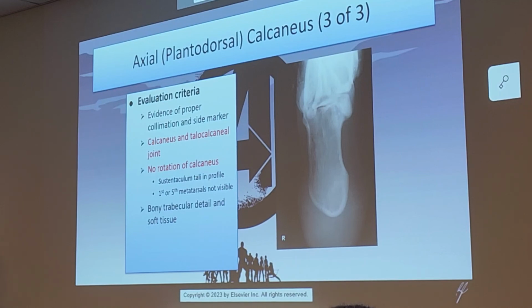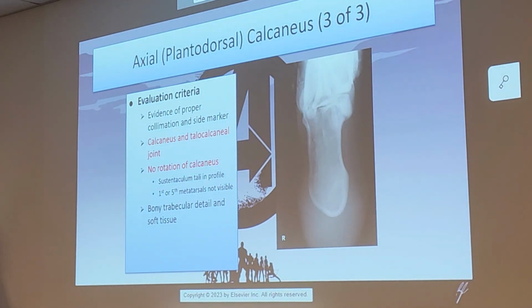And then no rotation in the calcaneus. And how would you specifically check for the rotation on that? As it says right there, if we see the sustentaculum tali in profile, which we do, and the first to fifth metatarsals are not visible, they're all superimposed on each other, that tells us the foot's in a nice straight position as well. If we see those metatarsals going to the sides, that tells us the foot's been rotated. They're all bunched up on top of each other, superimposed. That's what you see at the top of that image.